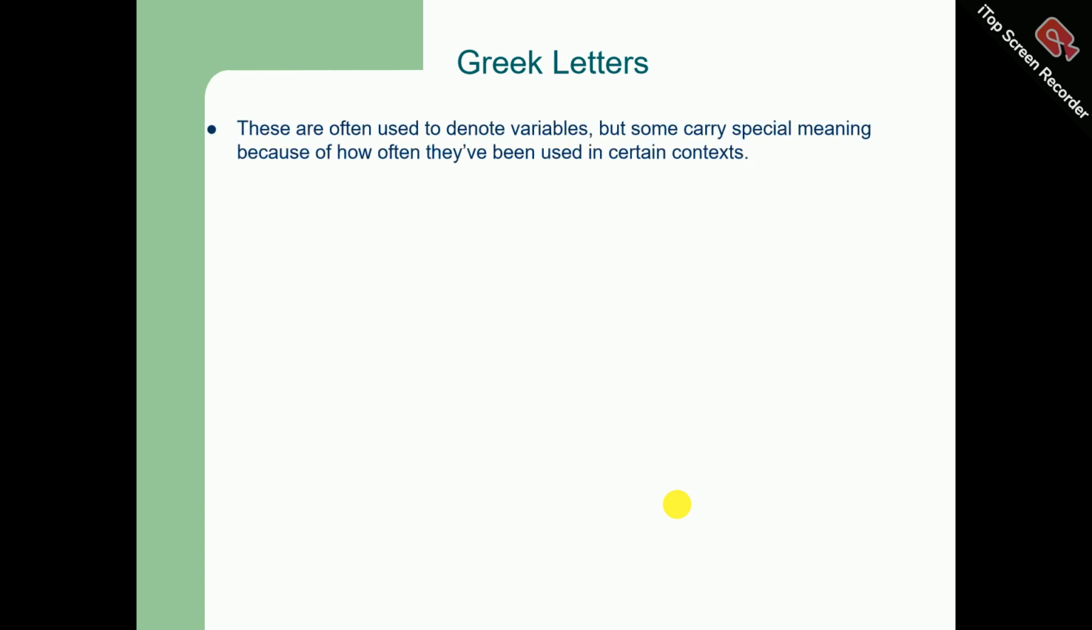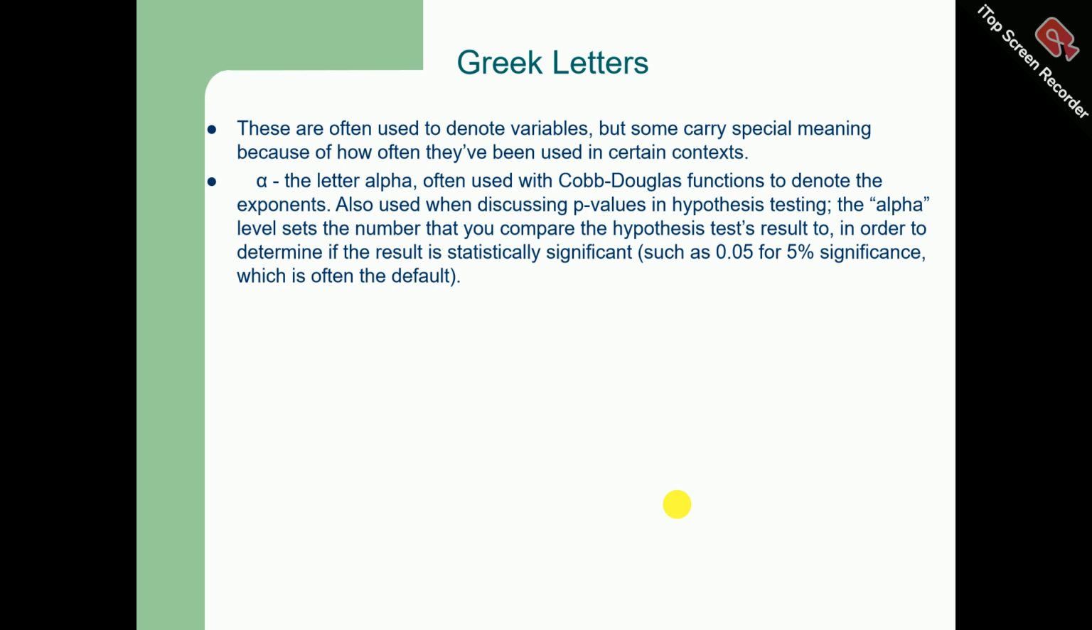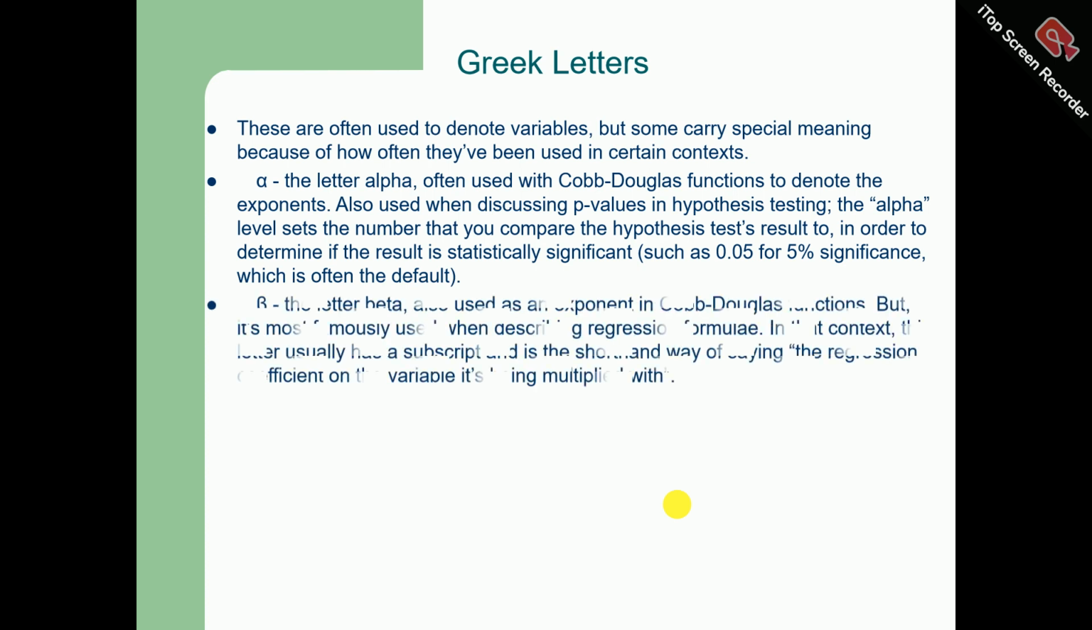Greek letters are widely used in mathematical language, and these are often used to denote variables, but some carry special meaning because of how often they have been used in certain contexts. For example, alpha. Alpha is the first Greek alphabet, and when used in the Cobb-Douglas production function, it denotes an exponent. Also used when discussing p-values in hypothesis testing, the alpha level sets the number that you compare the hypothesis test result to. This basically means a predetermined significance value.